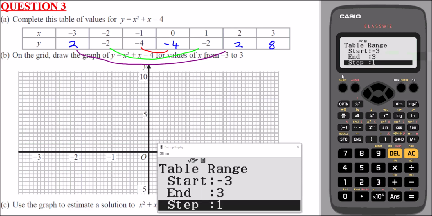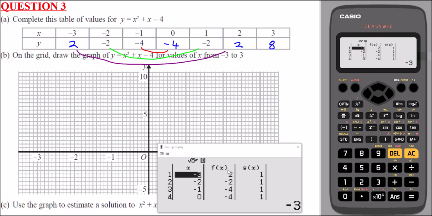Now this step tells you what you want the numbers to increase by. Well, here our x values are increasing in 1s, so we can leave the step as 1 almost always, in fact. So let's just press equals and have a look at what f of x we've got. So when x is -3, f of x is 2, like we've got there. When x is -2, y is -2. And we've got -1, -4, 0, and -4, and so on like this. 1, -2, 2, 2, and finally when x is 3, y is 8.